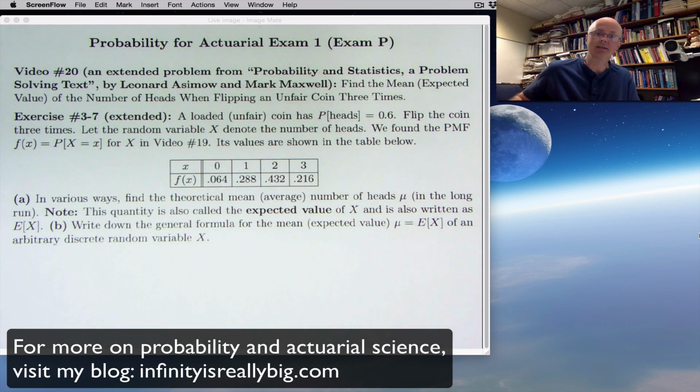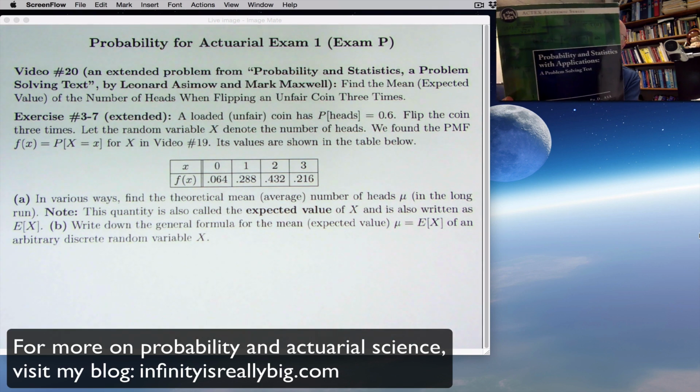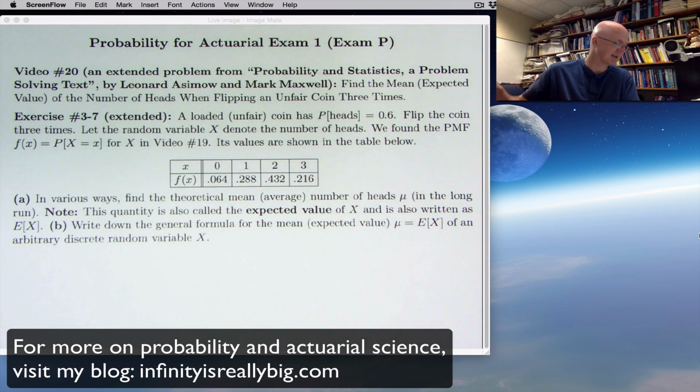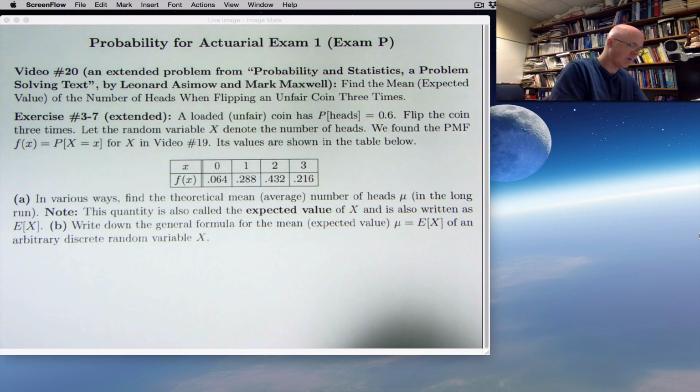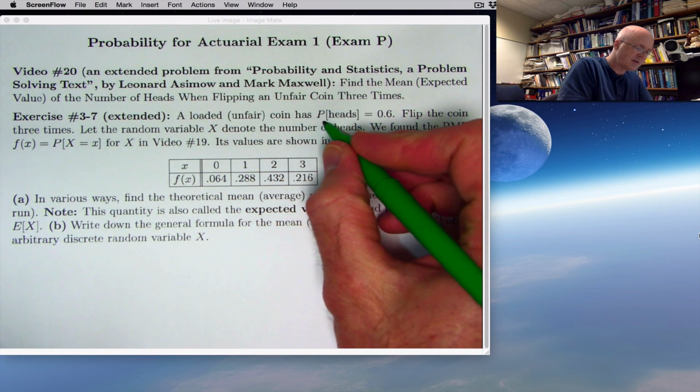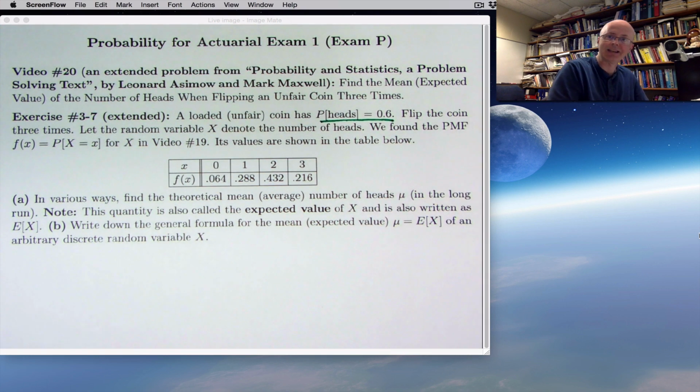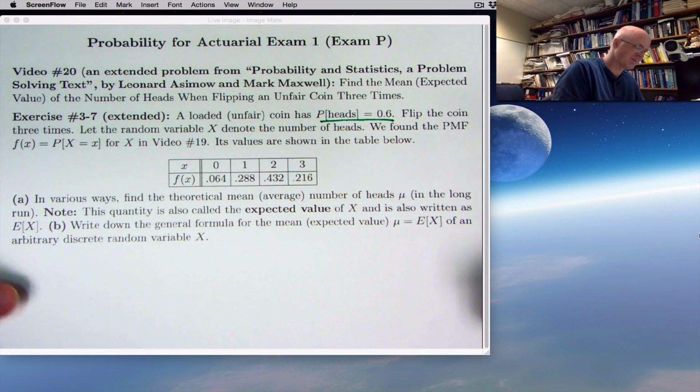It's a context taken from this book by Leonard Asimov and Mark Maxwell, exercise 3-7. We did a modified version of that in video number 19. Here I'm extending the problem, doing extra to talk about these concepts. So we have a loaded or unfair coin that has a probability of heads equal to 0.6 on any individual flip, not 0.5. So it's not fair, okay? This is not what you would typically expect.